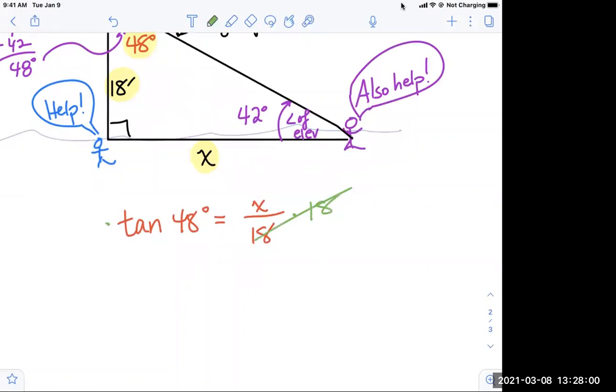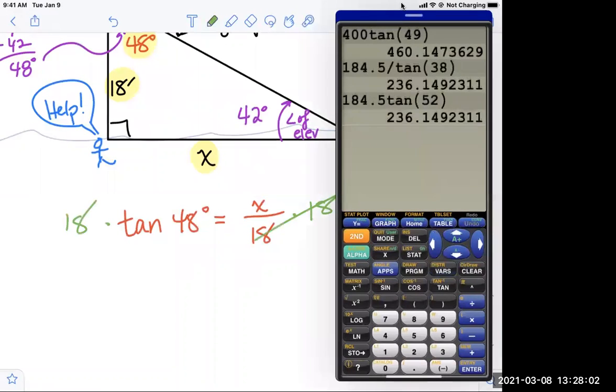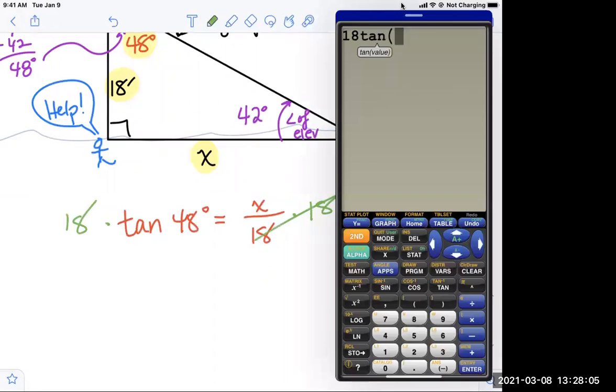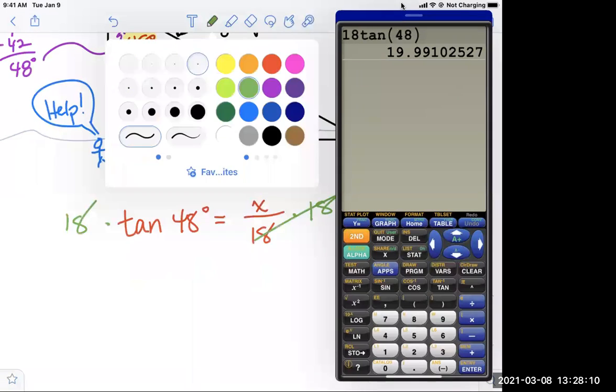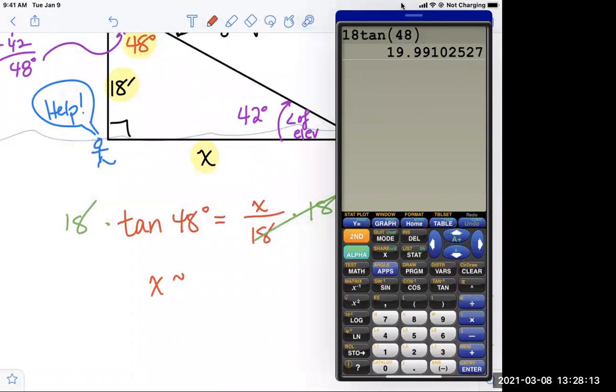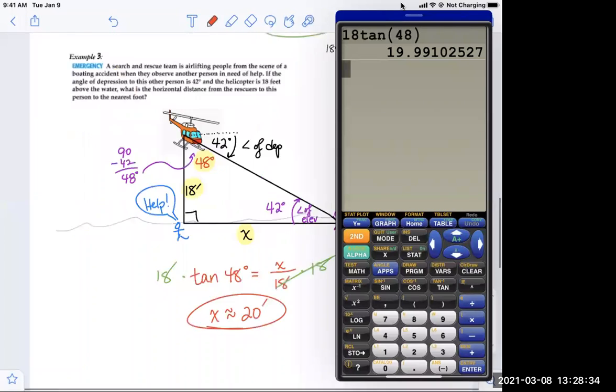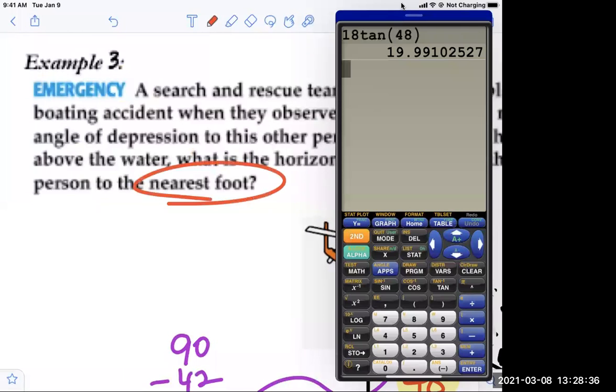And then we're just multiplying that in the calculator. So 18 tangent of 48. And it said to the nearest foot. So what am I going to put as the answer? X is approximately what? Yeah, X is approximately 20. What's the label, Daniel? 20 feet. Now, again, you want to pay attention to the fact that it said nearest foot.